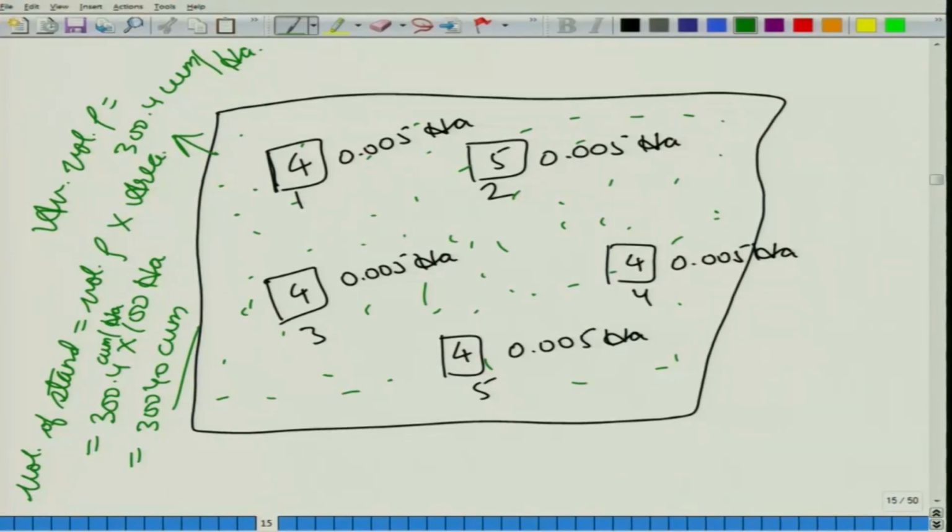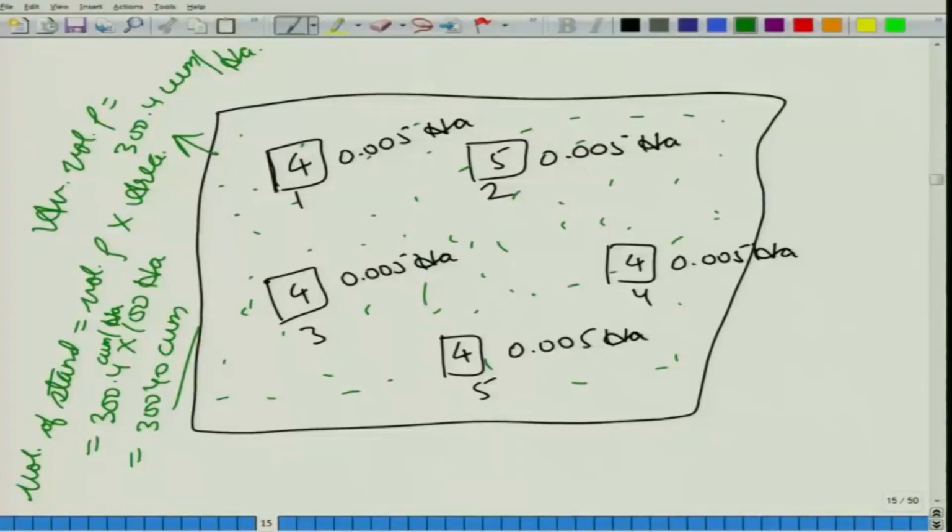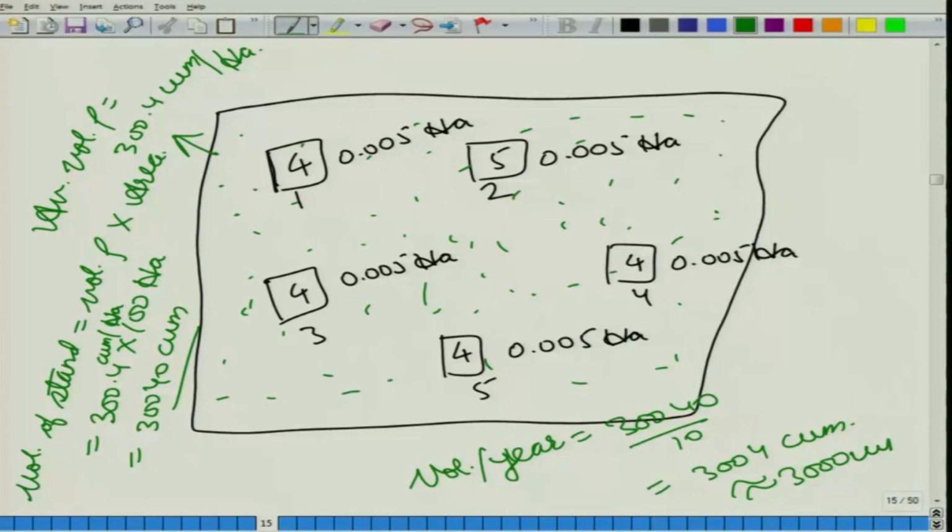Suppose we wanted to harvest this stand, and suppose we chose it in such a way that in a period of 10 years we are going to harvest this stand. How much would be the volume of wood that we will be able to extract in each year? That would be the total volume divided by the total number of years. If we considered that to be 10 years, the volume per year will be 30040 by 10, which is 3004 cubic meter, or approximately 3000 cubic meters.